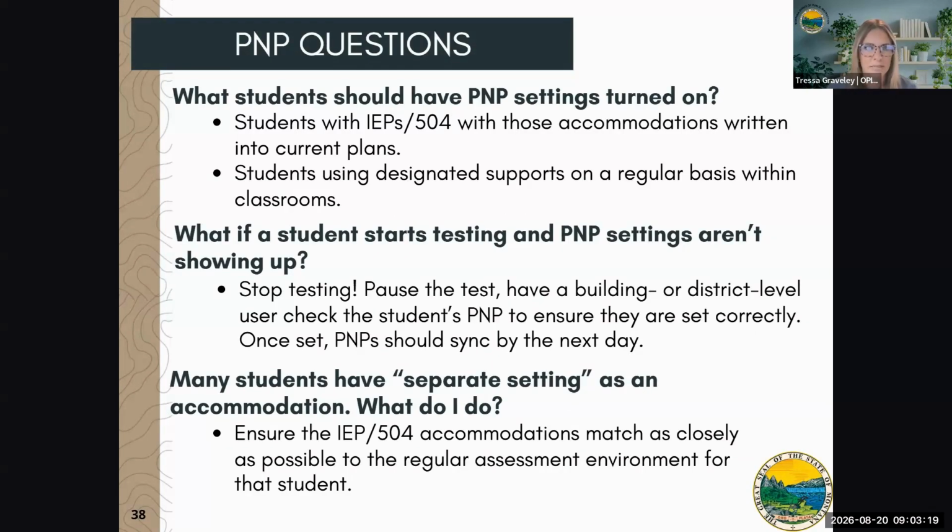What if a student starts testing and the PNP settings aren't showing up or displaying correctly? Please stop testing immediately. This does qualify as a testing incident if a student is testing and does not have the correct accommodations turned on. So please pause the test, reach out to a building or district level user to check the student's PNP and then verify that they're set correctly. Once the PNP is set correctly, it can show up for the student within a 30-minute cycle, but it would be best to just ensure that they would be in place by the next day.